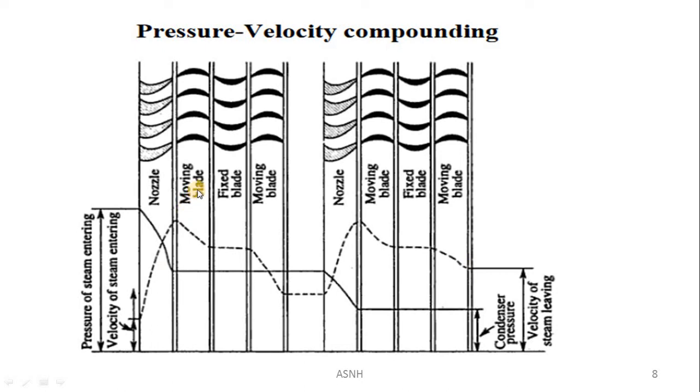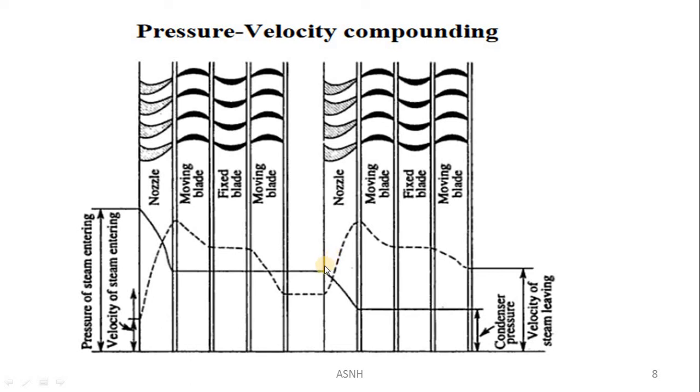Similarly, we can reduce the rotor speed by reducing the pressure parameter in the pressure velocity compounding method. So when the steam coming from the boiler enters the nozzle, the pressure decreases. Here you will get an idea about that line. You will see that the pressure decreases when the steam comes in contact with the nozzle. Further, the pressure remains constant when it passes through the moving blade as well as the fixed blade.